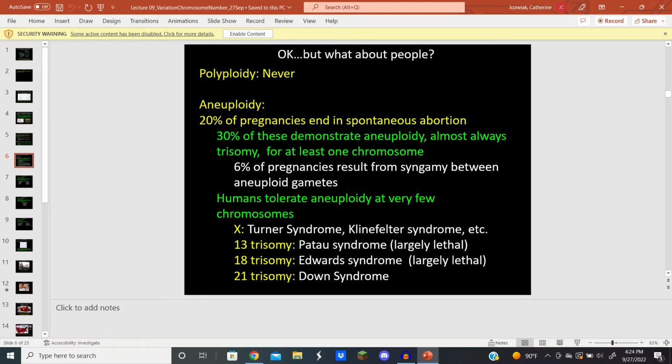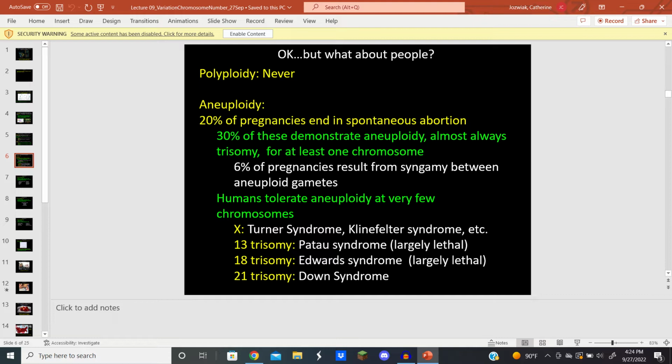All right, so what about people? Polyploidy never happens in people. There are no people that have 3 sets of chromosomes in every cell. There are no people that have 4, right? We are too developmentally complex for that to happen. And in fact, aneuploidy is also really, really rare because of, again, the developmental complexity of embryogenesis.